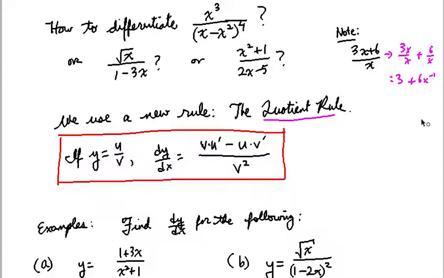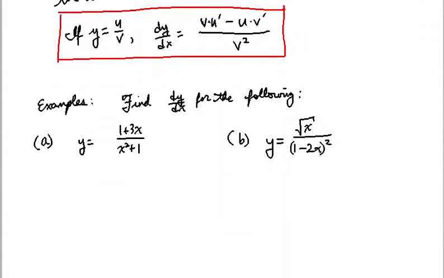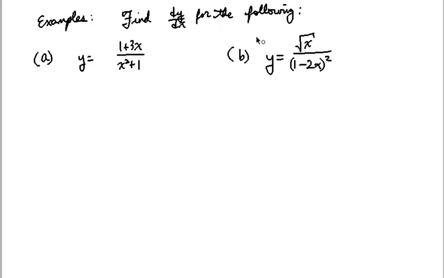Okay? All right, so let's do a couple examples here. Find dy/dx for the following functions. Okay, y equals (1 plus 3x) over (x squared plus 1). So u is going to be the top, which is 1 plus 3x. V is going to be the bottom, which is x squared plus 1.